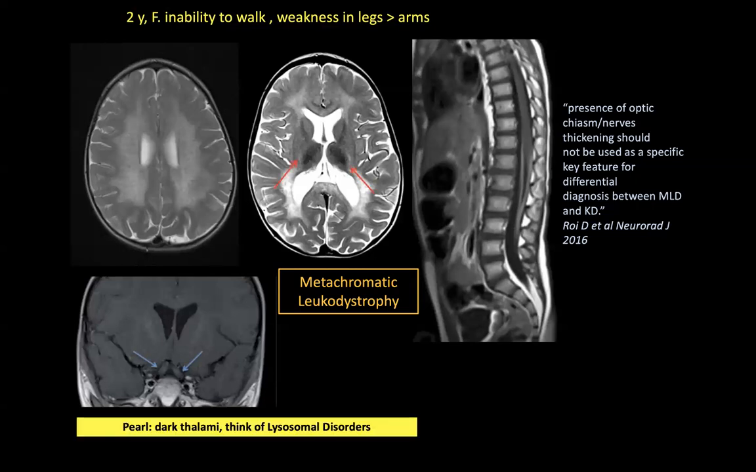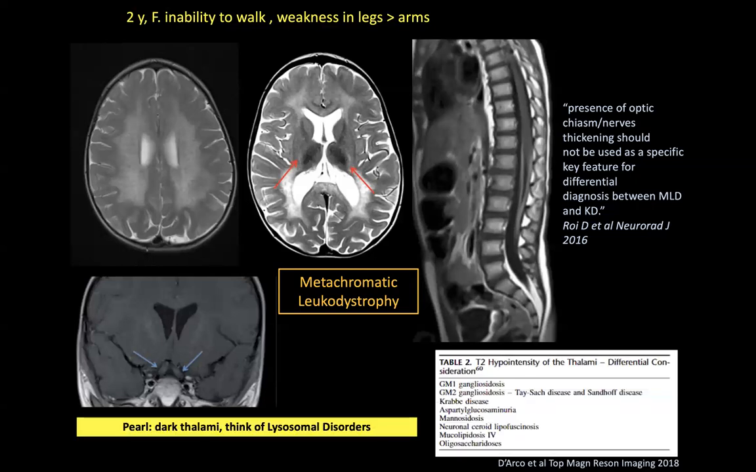These are very similar, but there are a bunch of lysosomal and other disorders that present with dark thalami, summarized in this paper we published a few years ago. Despite this being a very subtle finding sometimes, keep that in the back of your mind to help in the differential diagnosis. But if you see dark thalami and thyroid pattern, a lysosomal disorder, Krabbe, and metachromatic leukodystrophy is more likely.